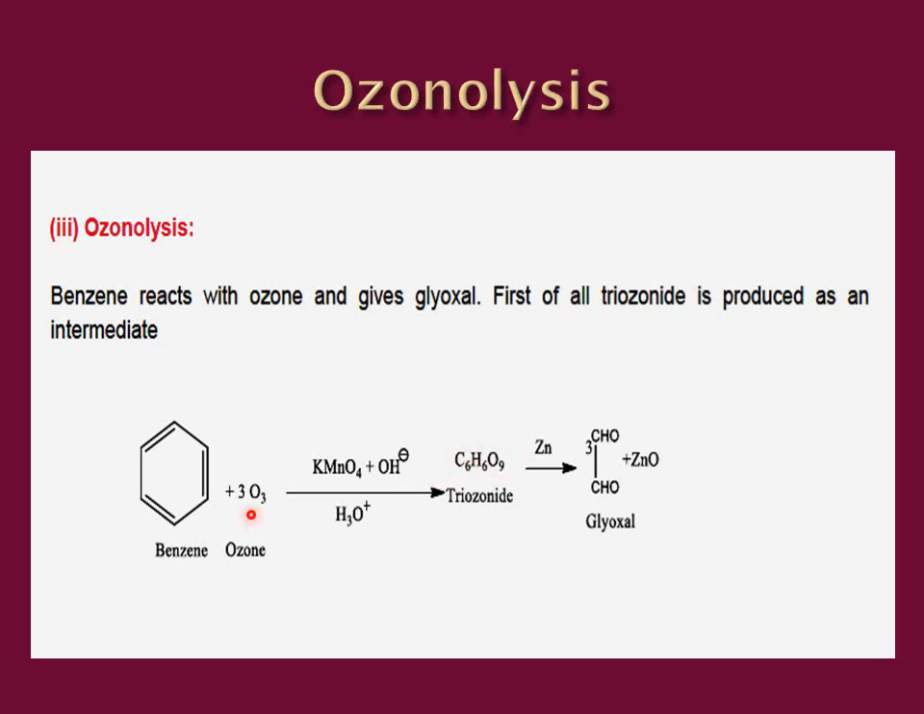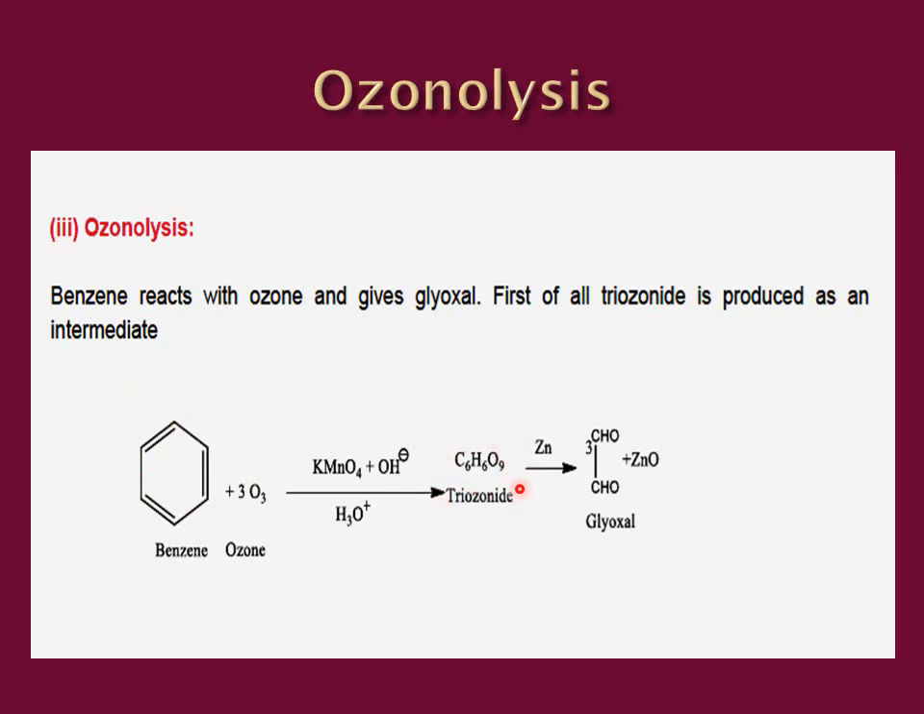You can see the formula of benzene is C6H6. When 3 moles of ozone are added, one across each double bond, one over here, second over here, and third over here, it is going to give you a triozonide as an intermediate, which is an unstable structure. Upon reduction with zinc, it gives glyoxal.